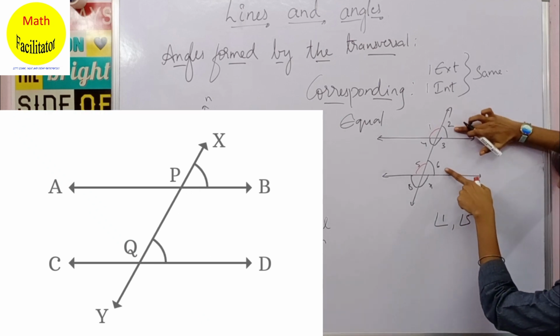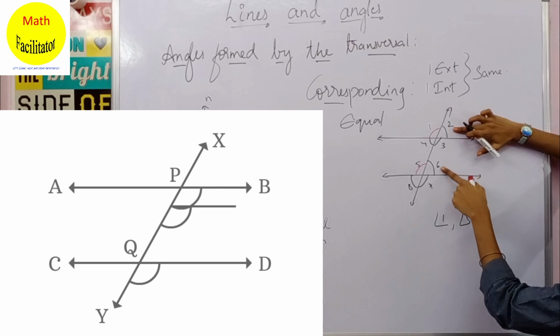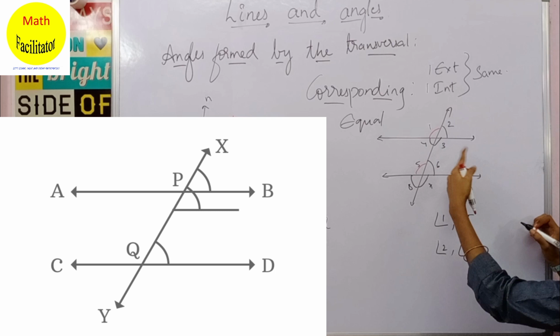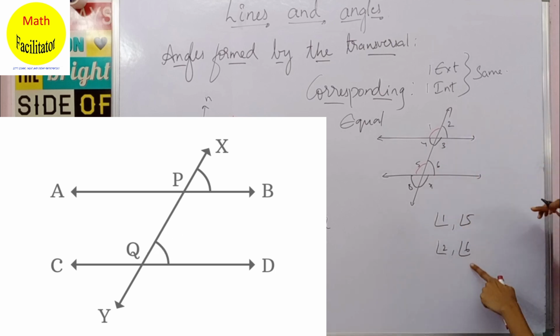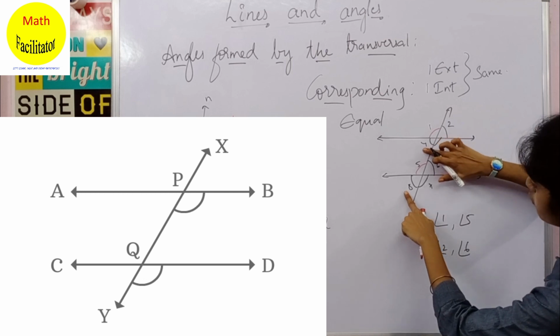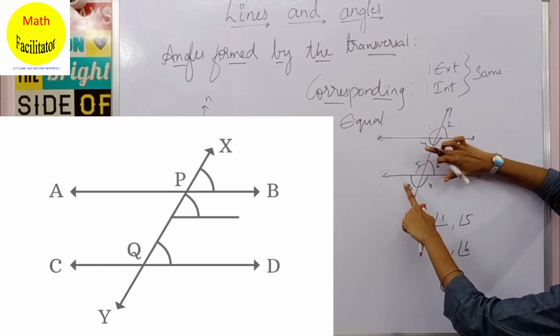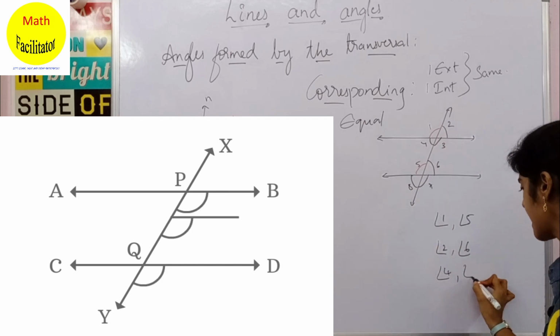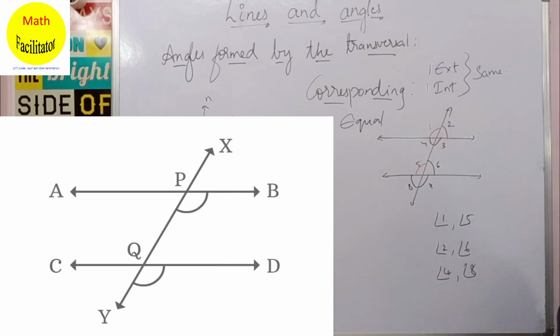Now angle 2 and angle 6. Angle 2 is exterior, angle 6 is interior. So they are corresponding angles and they are on the same side of the transversal. This is another pair of corresponding angles. Now you have 4 and 8. 4 is interior, 8 is exterior, and they are on the same side of the transversal. So angle 4 and angle 8 are also one pair of corresponding angles.